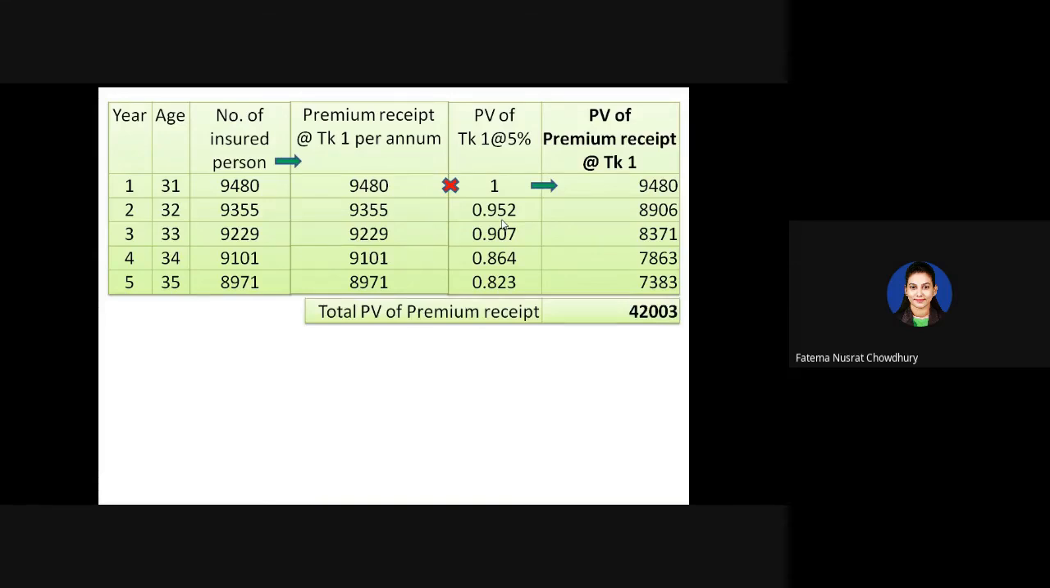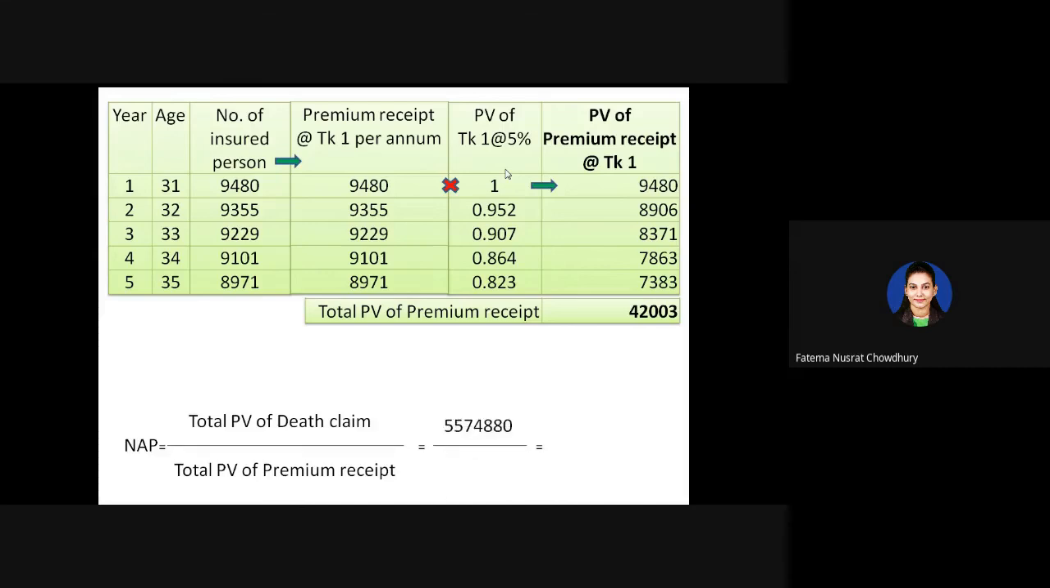If you have to do the calculation for NAP, you have to sum up the whole value of total PV of premium receipt, and thereafter for NAP you just have to put in the values. NAP is the total PV of death claim, which we calculated here as 542 from the previous page, divided by the total PV of premium receipt. Here is the value, so the calculation comes to 133. So as you are paying NAP, you will pay only 133 each year, for 5 years.